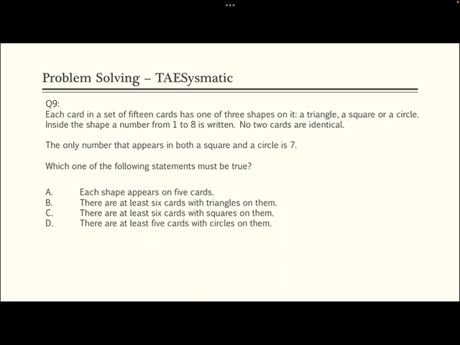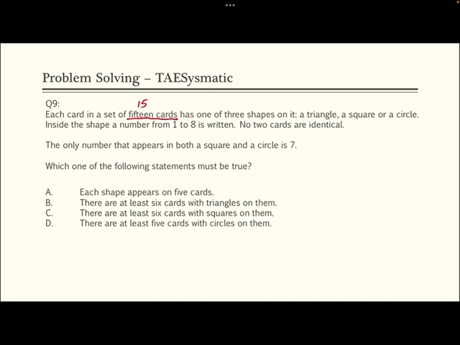And also, we need a little bit of observation about each of the options to know which direction the statement is leading us to. Firstly, let's look at the question carefully. Each card in the set has 15 cards.